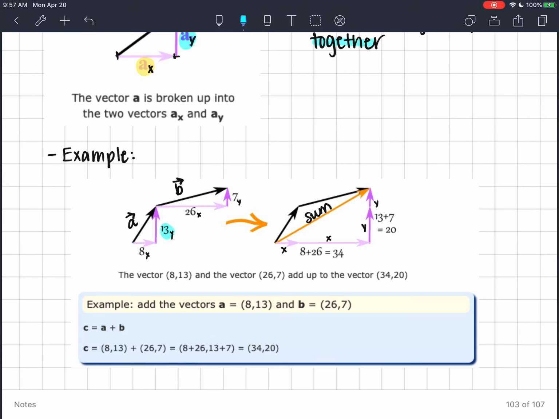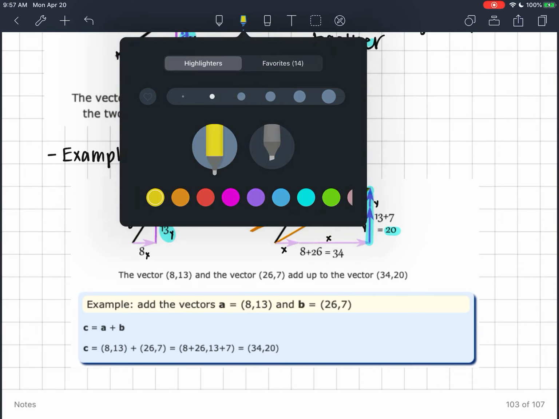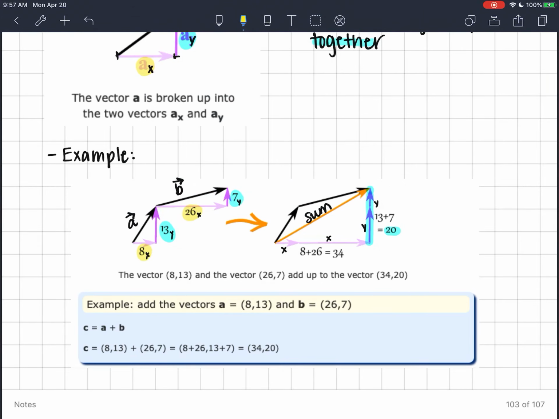So let me show you again. I'm taking my two y's and adding them together literally through drawing and literally numerically. 13 plus 7 gets me 20. And then I'm taking my x components and adding them up by drawing them tail to head, and then adding them numerically. 8 plus 26 gets me 34. So once I have these components, now I know everything I need to know about my sum. It's not just a picture. I know the x coordinate and the y coordinate for this sum vector.